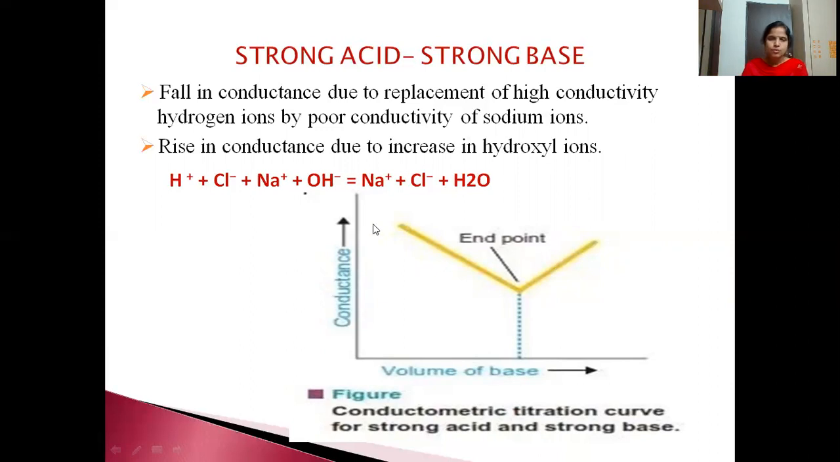This is how the conductometric curve looks for strong acid and strong base. First the conductance is high because of H+ and Cl- ions. Slowly the conductance decreases because of the addition of NaOH, and then after a certain point the conductance increases again because of the Na+ and OH- ions.